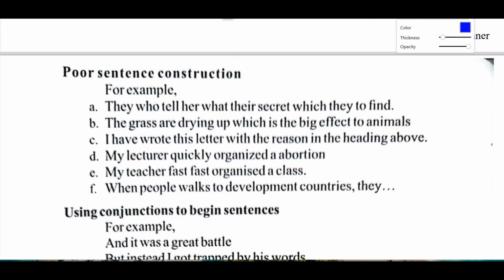We have poor sentence construction. So there are times where you write a poor sentence or an incorrect one. For example, you can see "they would tell her what their secret which." So here is where you just write a poor sentence, like a sentence without meaning, a sentence that you can't even connect. So make sure you work on your sentence construction, because it plays a role in composition writing.